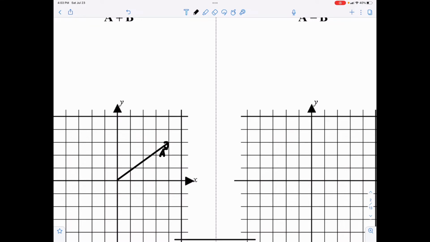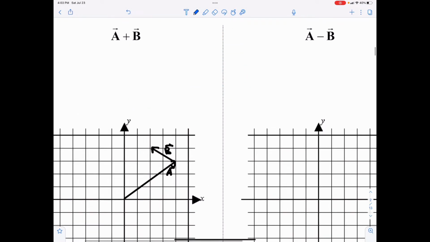Vector B pointed 2 units to the left, 1 unit up. So we're going to put right at the tip of A the tail of vector B, just like that. And vector, the sum, the resultant sum.